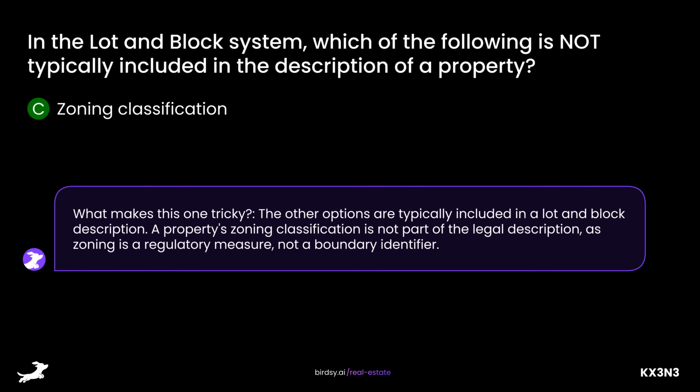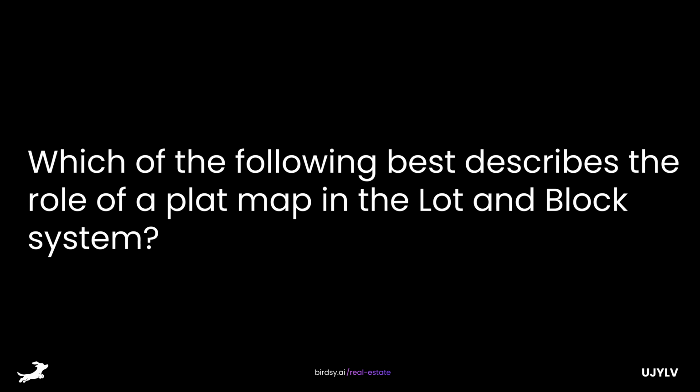What makes this one tricky? The other options are typically included in a lot and block description. A property's zoning classification is not part of the legal description, as zoning is a regulatory measure, not a boundary identifier. Which of the following best describes the role of a plat map in the lot and block system?